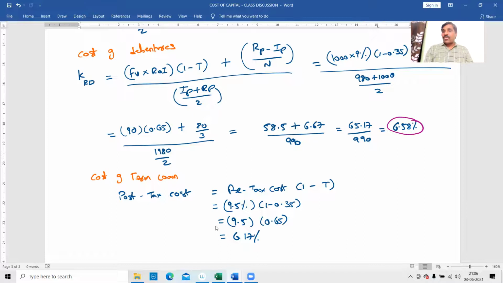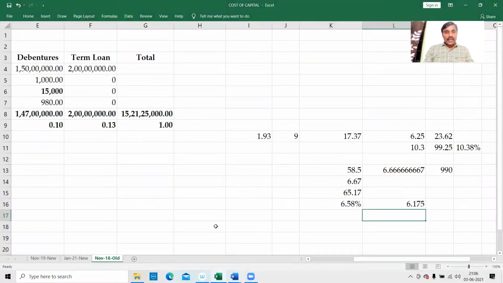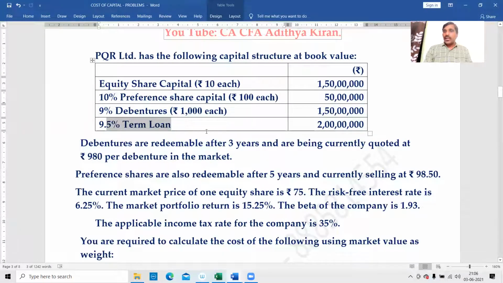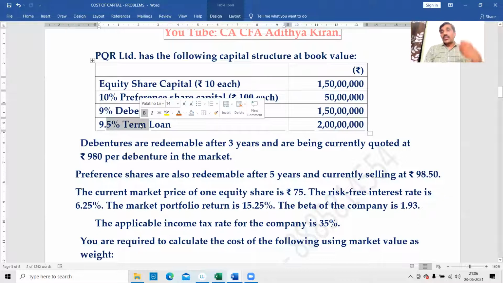This is where you have to be very conscious. Look at this. A normal person, a non-commerce student, will feel that debentures have a lower cost, because the debenture coupon is only 9%, whereas the term loan coupon is 9.5%. Therefore, a non-commerce student will assume that issuing debentures is less costly and the term loan is more costly.